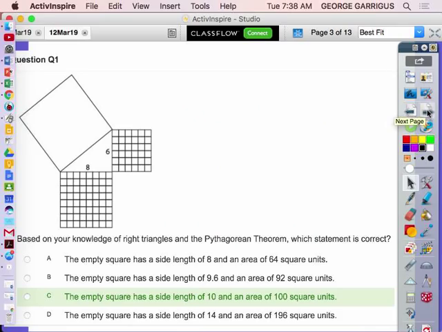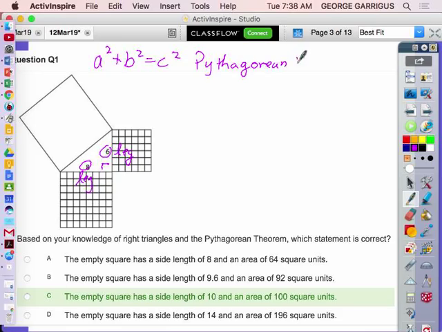Our first question, question 1. We have a right triangle. The right angle is here. So we have a leg of 8, and that's a leg of 6. We know that the Pythagorean theorem is a squared plus b squared equals c squared. We know that this is a leg and this is a leg and that c squared is the hypotenuse. And so we're looking at c here.